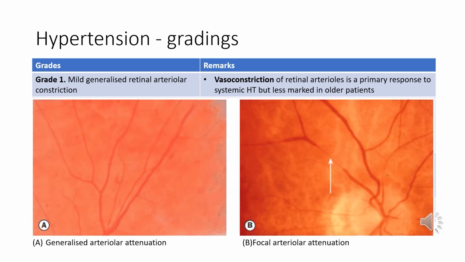So grade 1 is the vessel response to systemic hypertension by vasoconstriction. The arteriolar attenuation could be generalized or focal. In practice, this is quite difficult to pick up and is less marked in older patients because the vessels are less elastic.